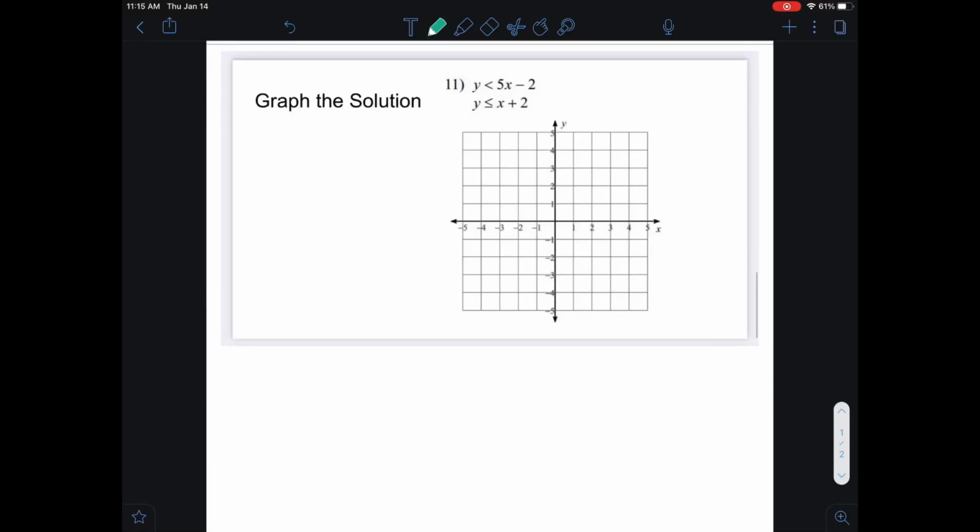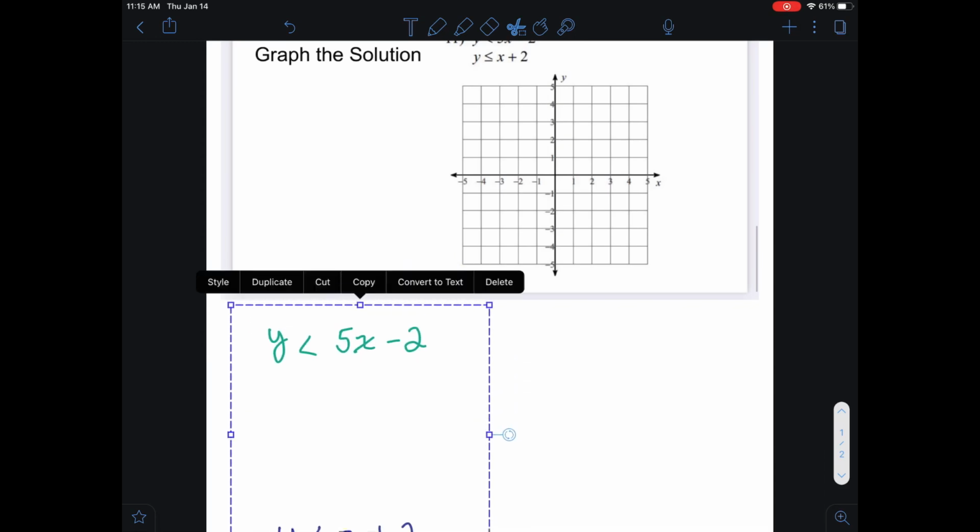So we're gonna do another problem, but this one's different from the last because we're gonna be graphing systems of inequalities. So it's almost the same thing, but with inequalities, and we're graphing it. So let's just get right into it. Okay, let's take a look at the problem.